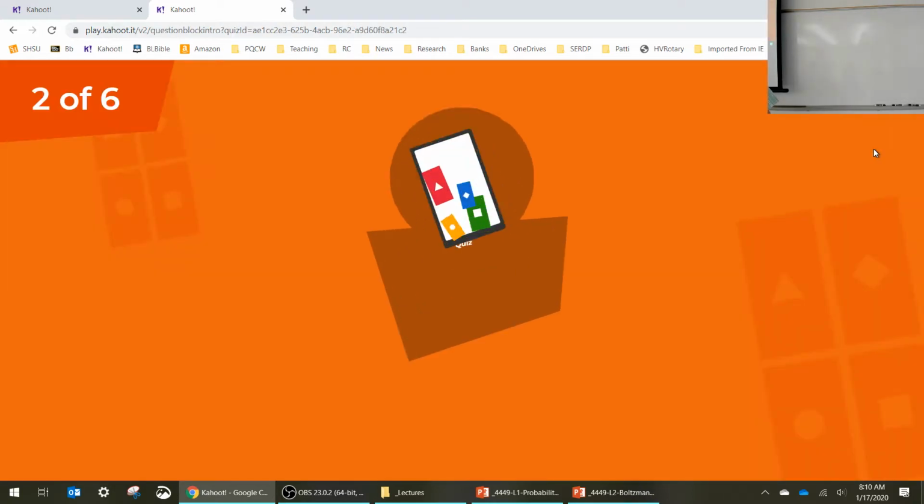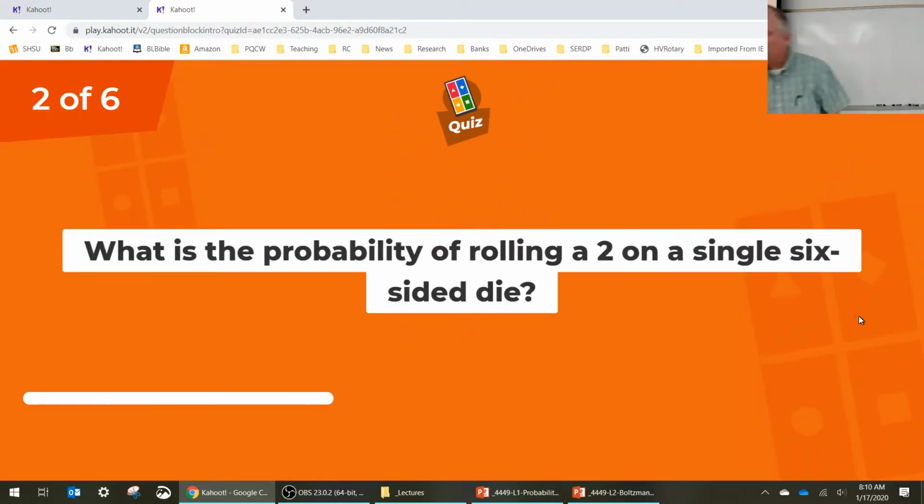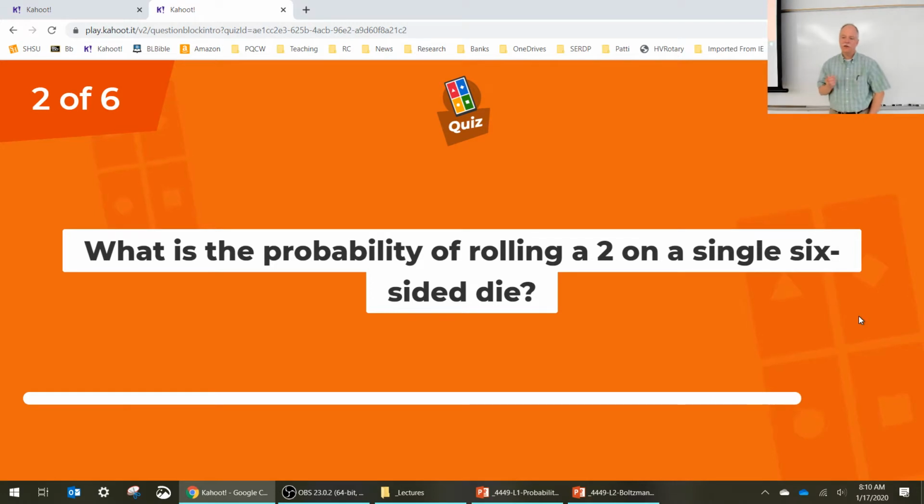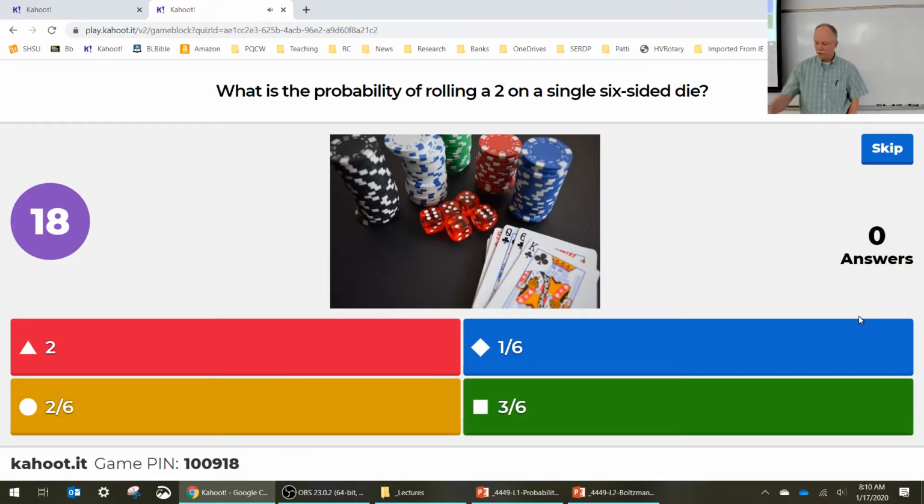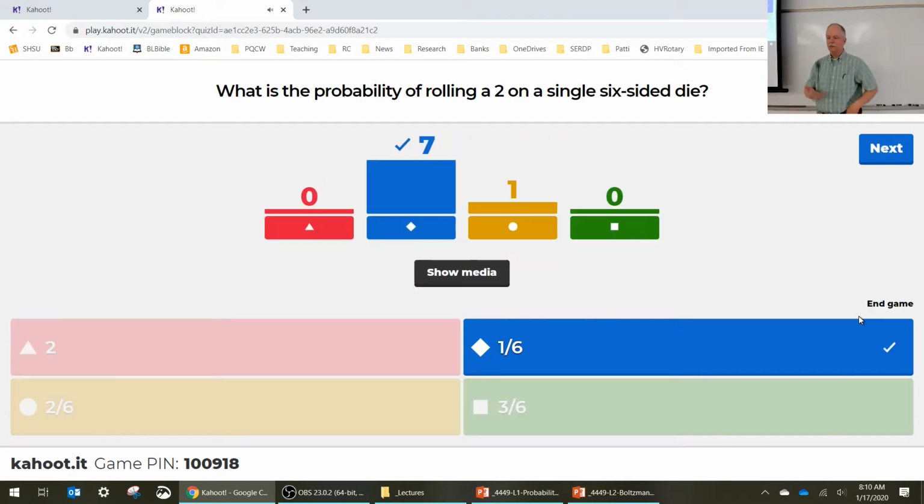That's foundational. Okay, what's the probability of rolling a 2 on a single 6-sided die? I've got this little guy here. What's the probability of rolling a 2? Nothing tricky about this. It's 1/6 because there's 6 possibilities and there's only one 2.